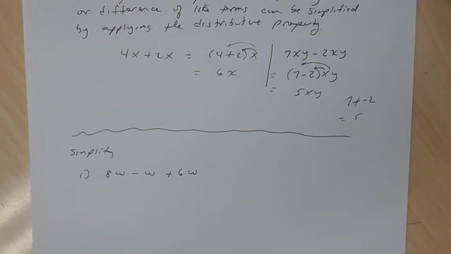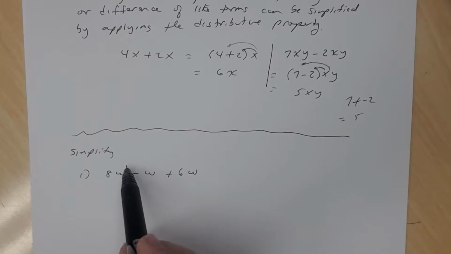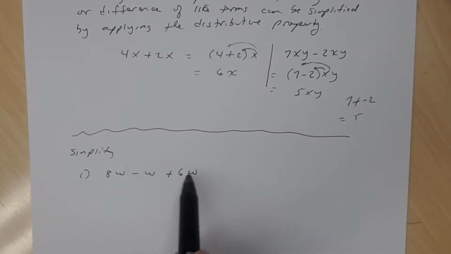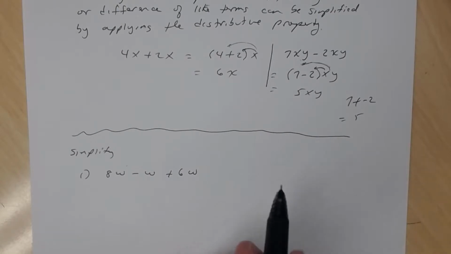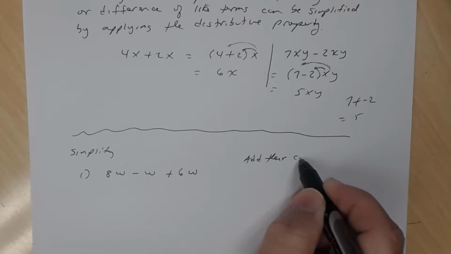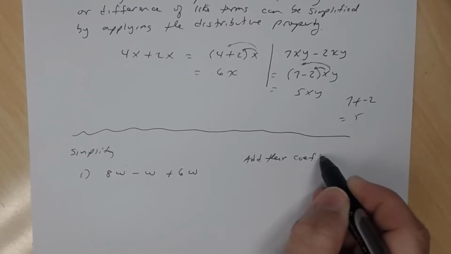Let's notice that all three terms are like terms because they all have the variable w. This term has a variable w, this term has a variable w, and this term has a variable w. Each variable w is being raised to the same power, in this case the first power. So what we're going to do is add their coefficients.